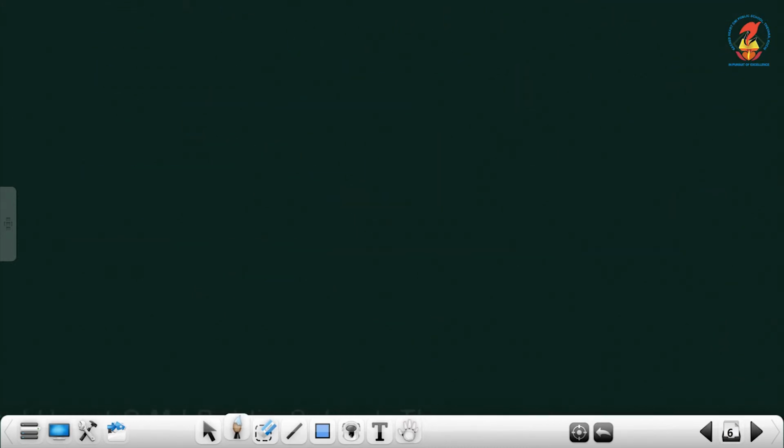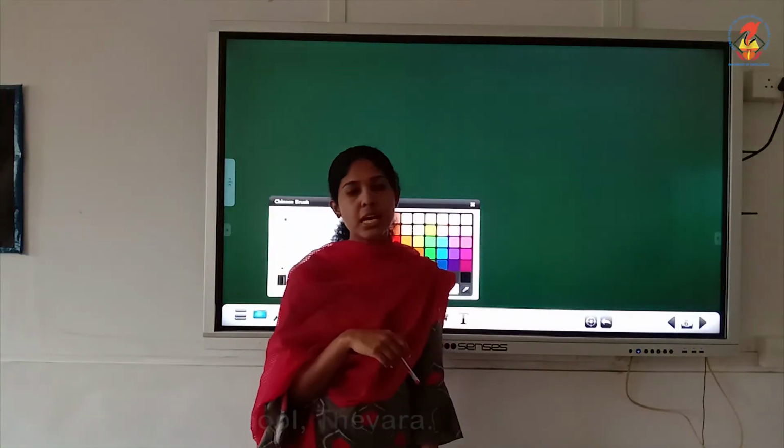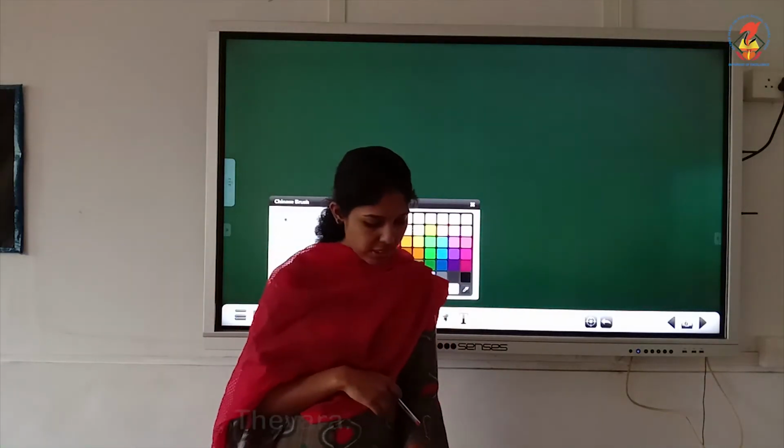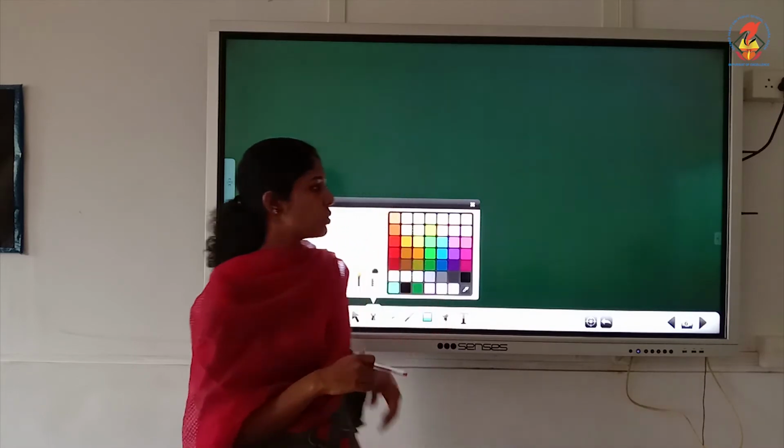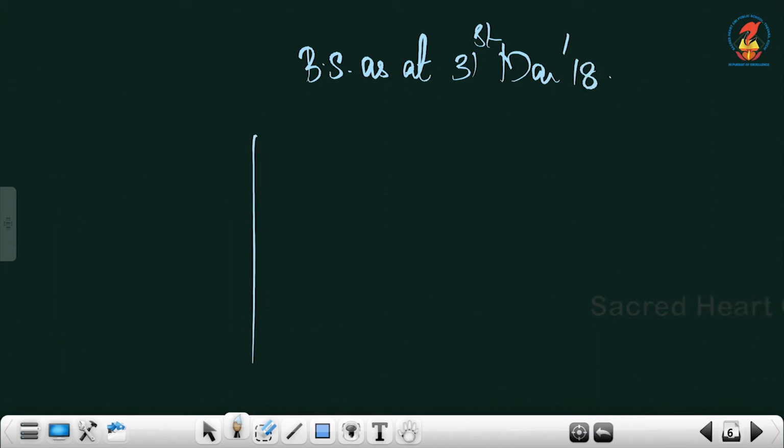Now we have to see whether the opening balance sheet is to be prepared. In this question, opening capital is not given directly, so we will have to do the opening balance sheet. So write balance sheet as at, and here the opening date, or the last year's date, is 31st March 2018.